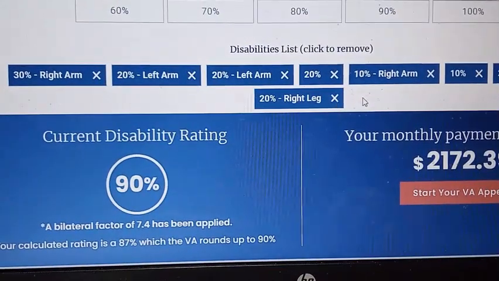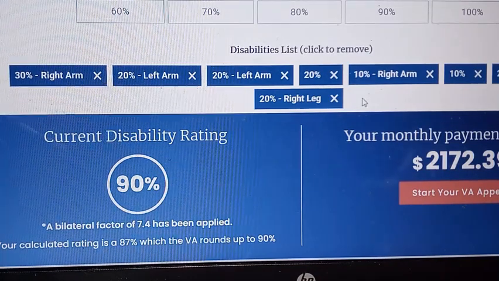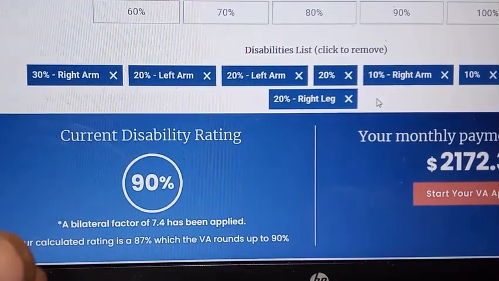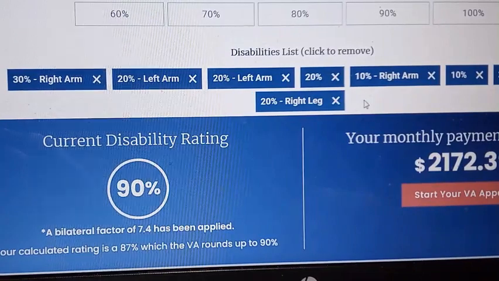So what I'm getting at is, I asked the doctor, because I haven't worked and I can't work, if they would write a letter to the VA saying I can't work. And they said, no, I won't. I will if you fail your functional capacity exam.